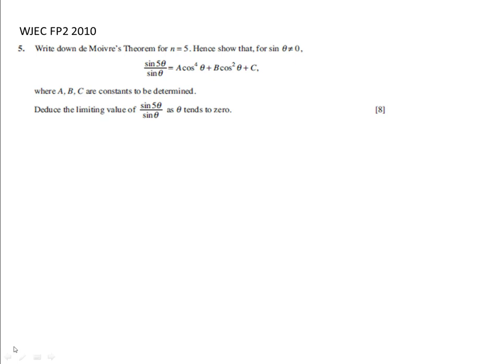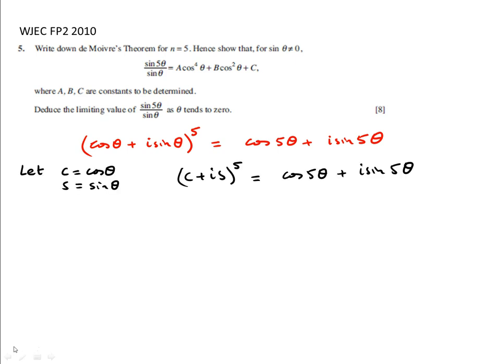So De Moivre's theorem for n equals 5 tells me that (cos theta plus i sine theta) to the power 5 is equal to cos 5 theta plus i sine 5 theta. Now we're going to introduce a shorthand for this. Let's write C for cos theta and S for sine theta. So we've got (C plus iS) to the power 5 equals cos 5 theta plus i sine 5 theta.